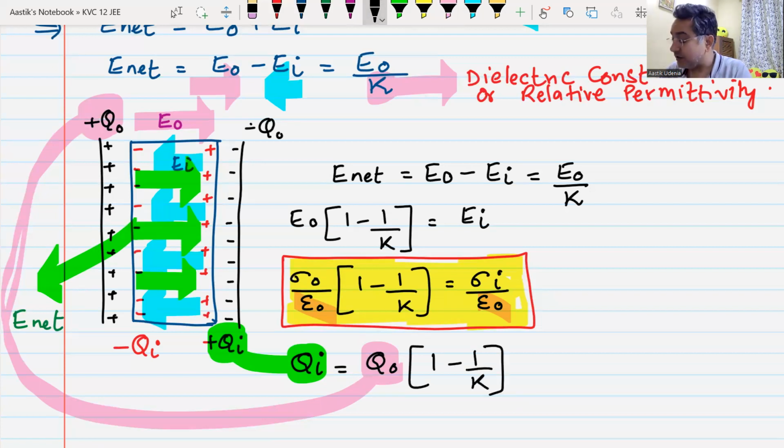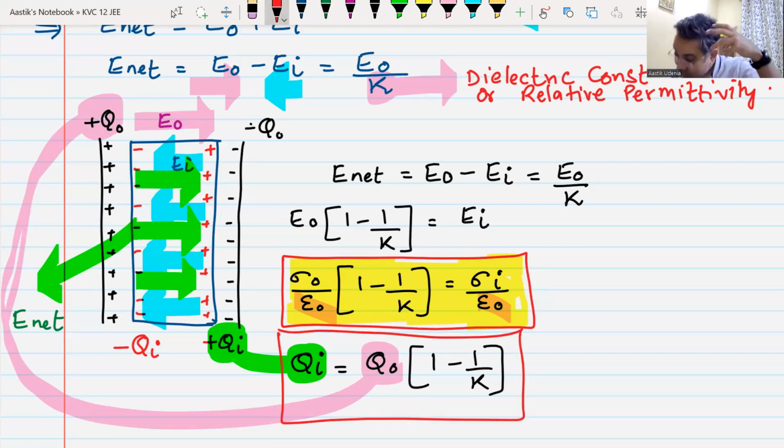A very, very important result for JEE. And when I say JEE, I mean JEE Advanced. This is where we finish everything that we need to do about dielectrics theory wise.